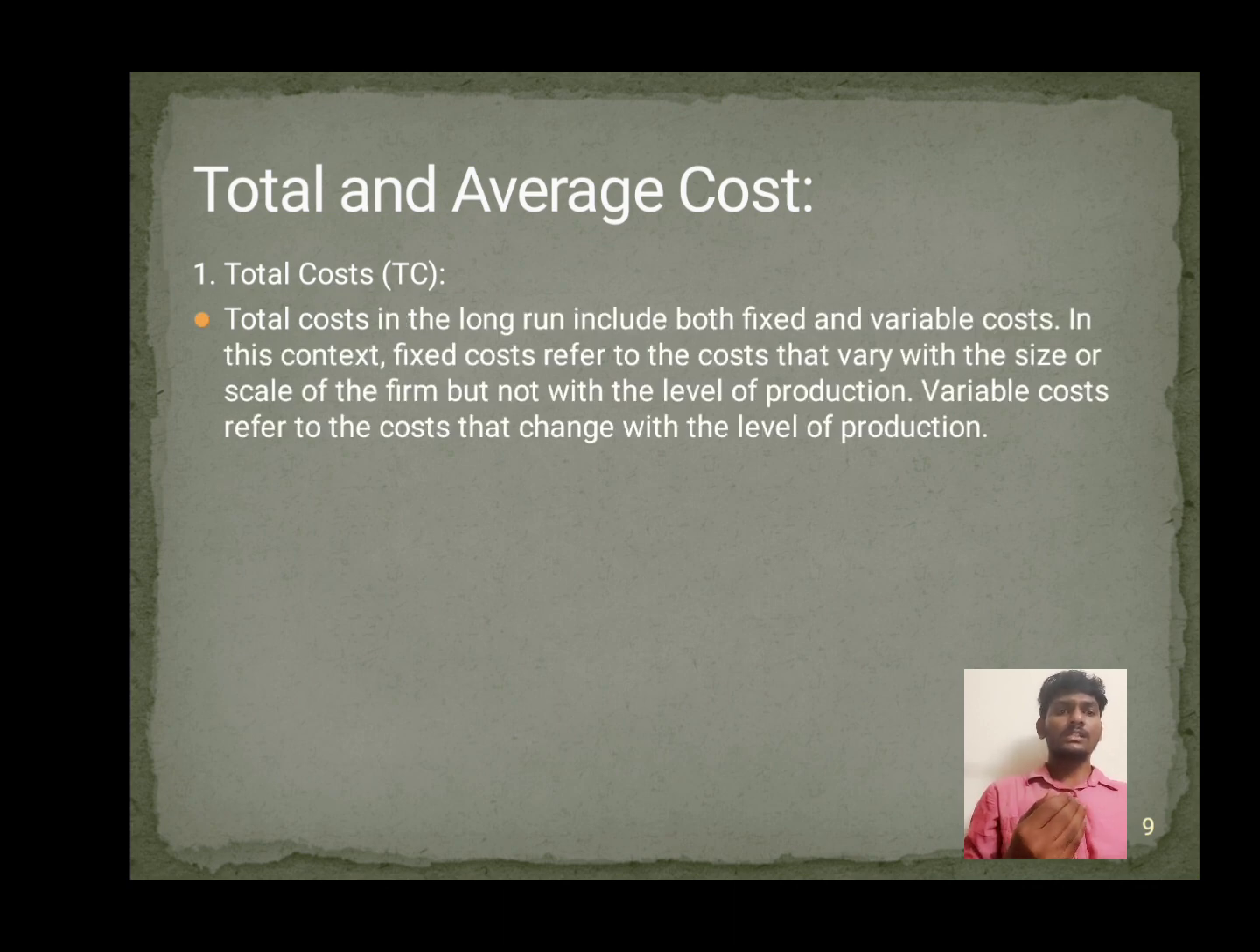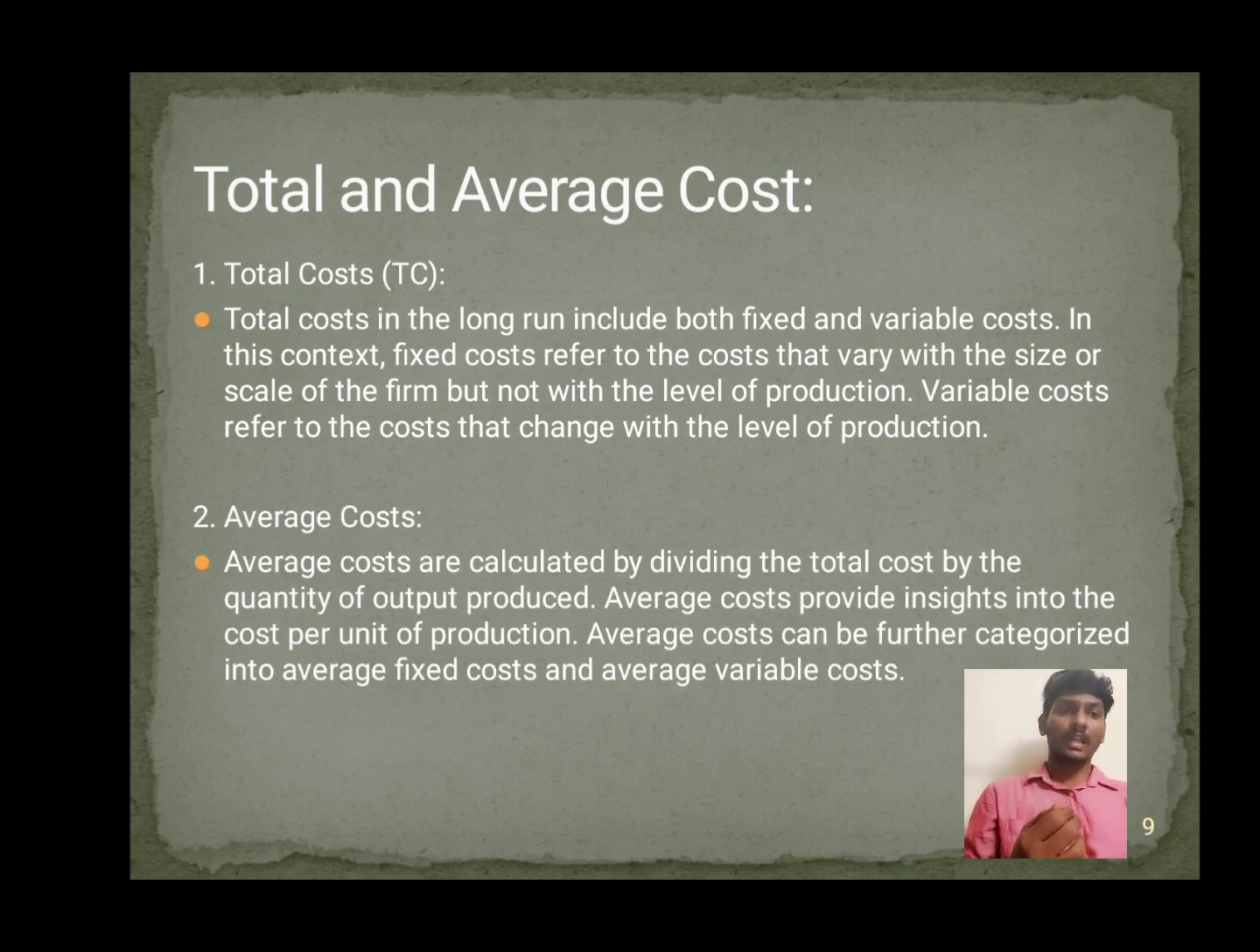Total cost is the combination of fixed and variable cost. In this context, fixed cost refers to the cost that varies with the size or scale of the firm, but not with the level of production. Whereas average costs are calculated by dividing the total cost by the quantity of output produced. Average cost provides insight into the cost per unit of production.